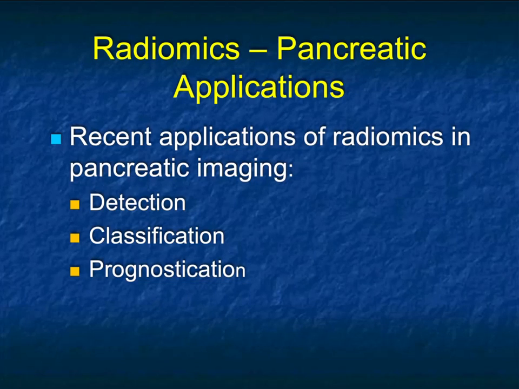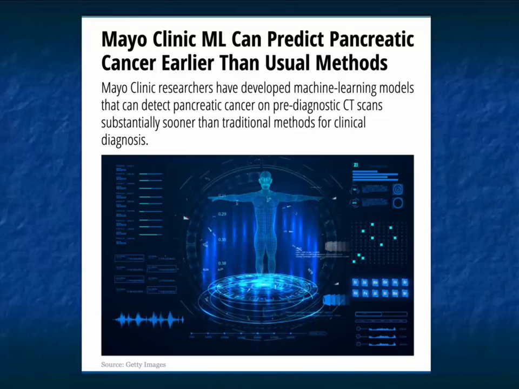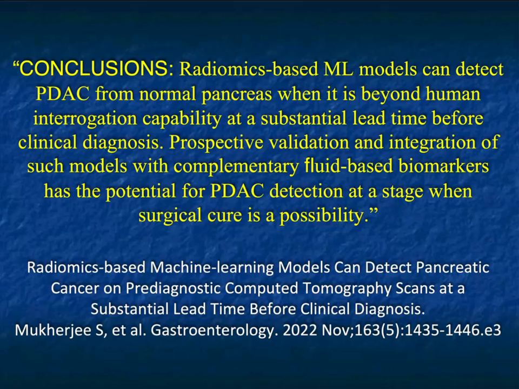When we think about the entire spectrum in the pancreas, detection, classification, and prognostication all become very important. In this article by Wang, CT-based radiomics analysis based on the whole pancreas can distinguish cancer patients from healthy individuals, and it could potentially become an early detection tool for pancreatic cancer. So just think about it. What if every scan you did radiomics? Could that pick up all the early pancreatic cancers? Well, at the Mayo Clinic in the past year, they've done lots of work looking at the pancreatic cancer patients who had scans done for other reasons 1 to 3 or 4 years earlier.